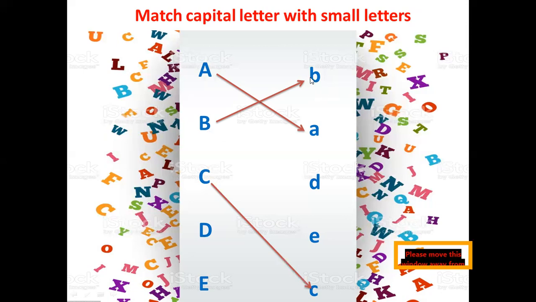The first one has already been done, the second one has been done, so no need to search for it. So we'll come to the next one. This one is the letter D. This one is the big D, and this one is the small d, matched like this.